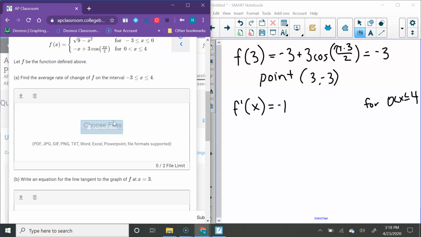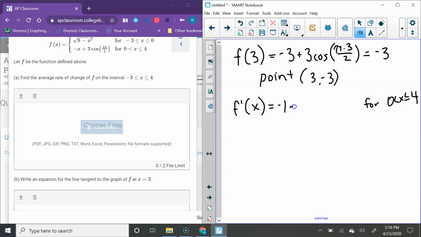So the derivative of cosine is negative sine. So we'll have -3 sine of pi times x over 2. But whenever we take the derivative of a function like this that has other things on the inside, we have to take the derivative of that inside value. You have to use the chain rule. And so the derivative of pi x over 2 is pi over 2.